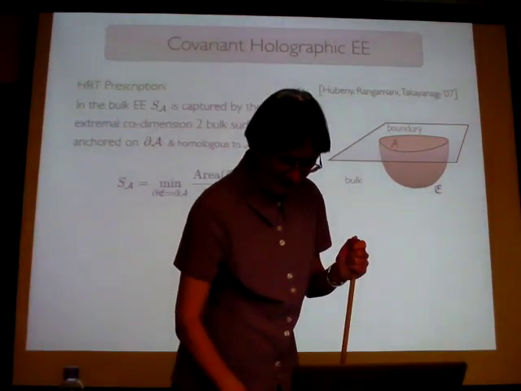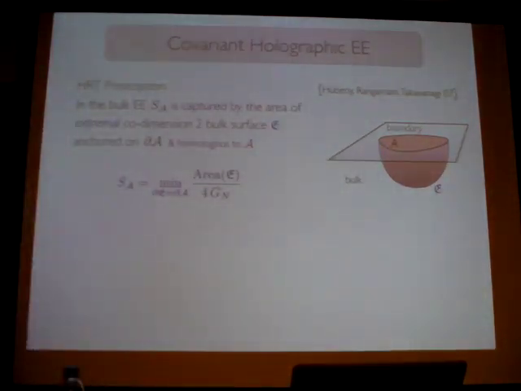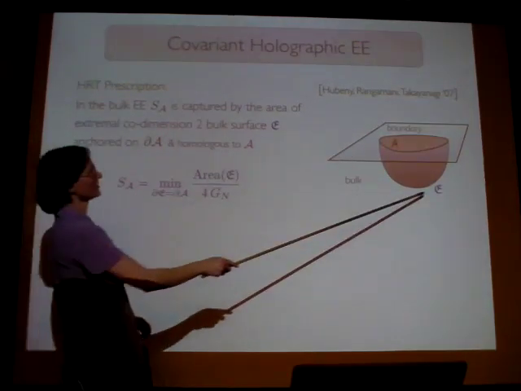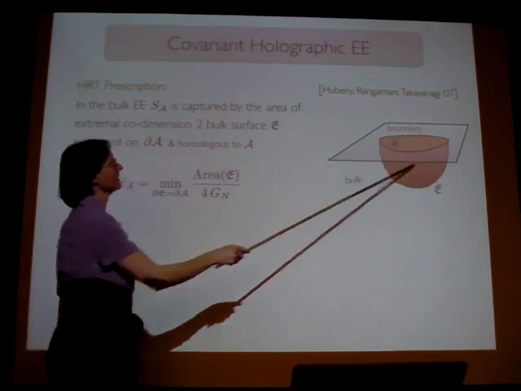So it's an interesting direction to understand what it is. All right, so the prescription for the entanglement entropy is that you take an extremal surface in the bulk that's anchored on this entangling surface.